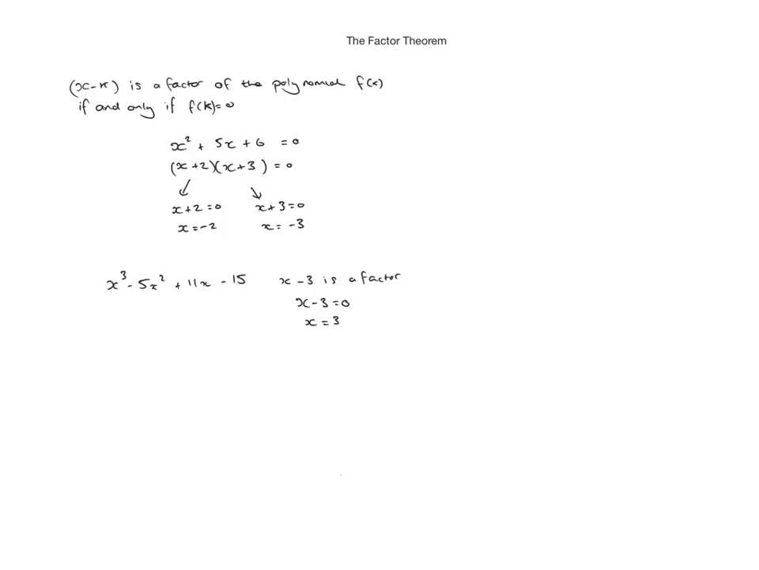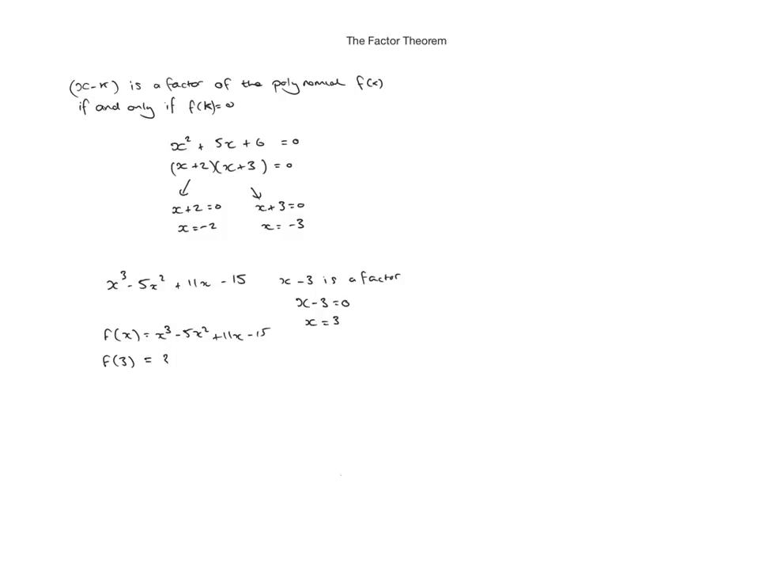According to the factor theorem then, if I put 3 through my cubic equation, so what we have is f of x is equal to x cubed minus 5x squared plus 11x minus 15. If I put f of 3 through the equation, then I should get an answer of 0, because we're told here that x minus k is a factor if f of k is equal to 0 at the top there. So let's put 3 through.